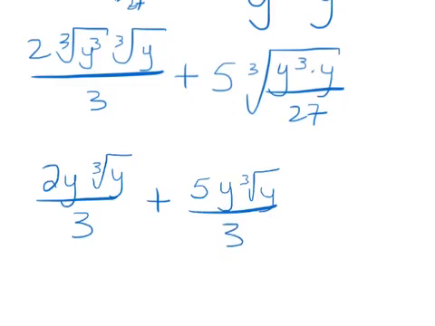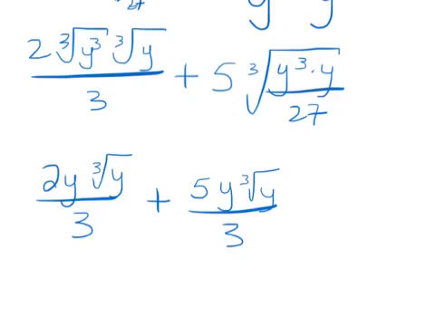Let's go through this just so we're all clear as to what happened here, because it looks like magic sometimes. The cube root of y cubed becomes y. Okay? The cube root of y cubed becomes y. This y here is still left over under the cube root, so we leave it here. The cube root of 27 is just 3. So we write it as a 3. Okay, so it's 2/3 of y, cube root of y, plus 5/3 of y, cube root of y.